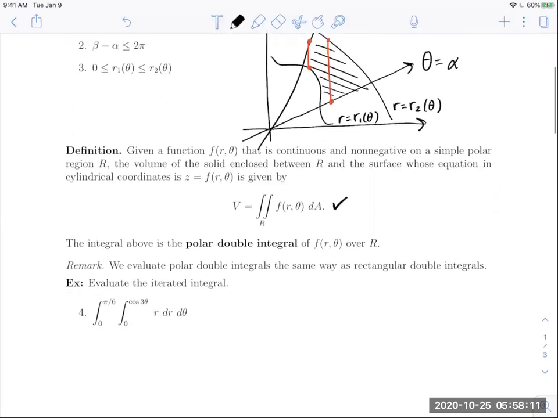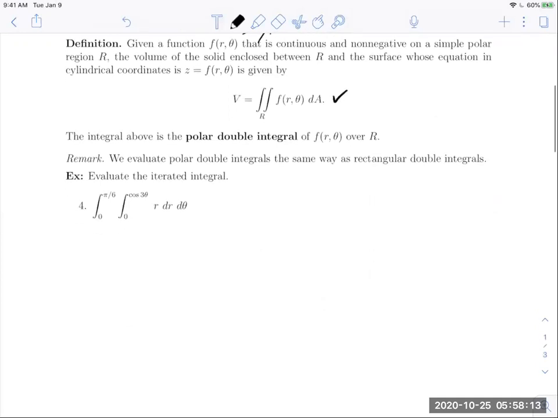All right, so what we want to do is jump into an example that will utilize polar coordinates in a double integral. This first one is just going to be set up for us. So we evaluate polar double integrals the same way as rectangular double integrals. And let's go ahead and evaluate this iterated integral.